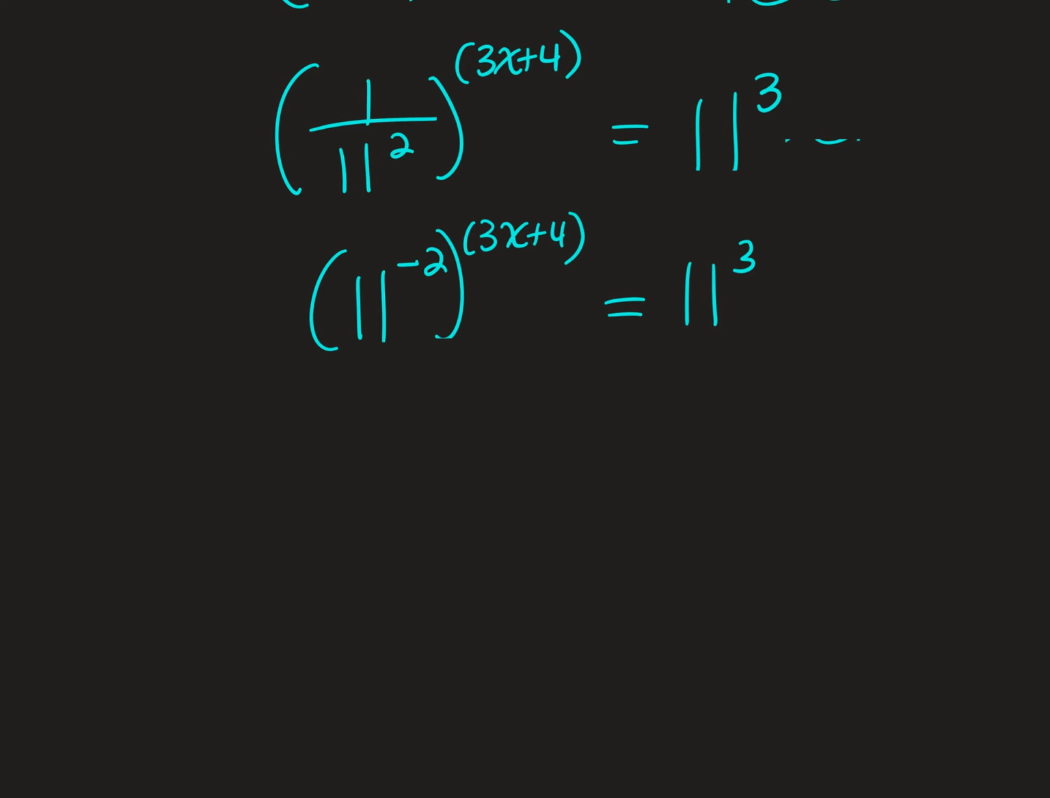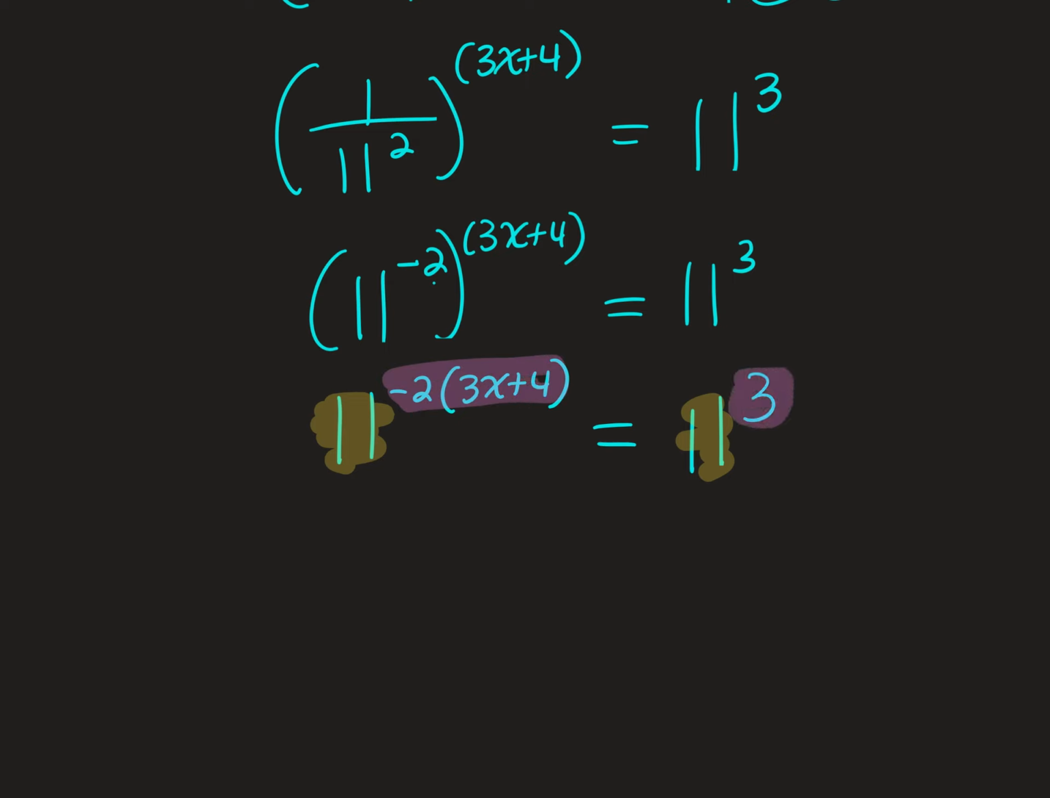Well, now I've got it in a better form. I've got my bases the same. I'm going to go ahead and multiply that negative 2. I'm going to rewrite it like this. You don't have to do this step if you don't want to. I just like to do it because it makes the powers look a little bit easier to digest. But now I've got the same base on both sides, 11, which means that my exponents have to be equal. Okay, so those exponents have to be the same.